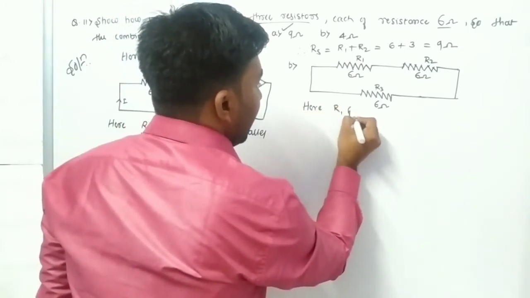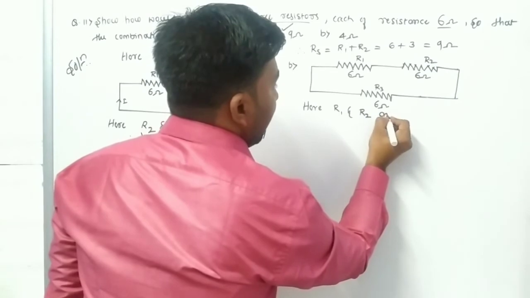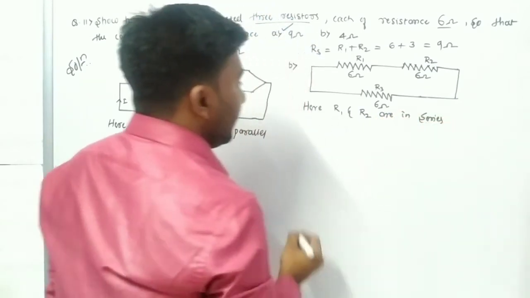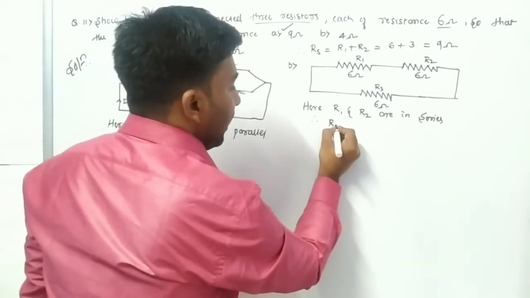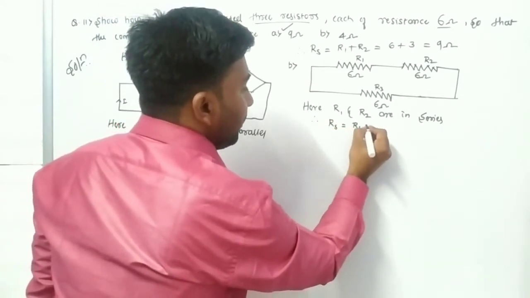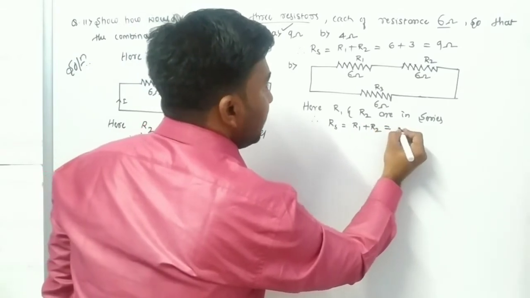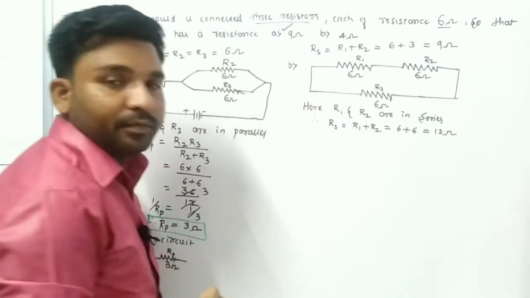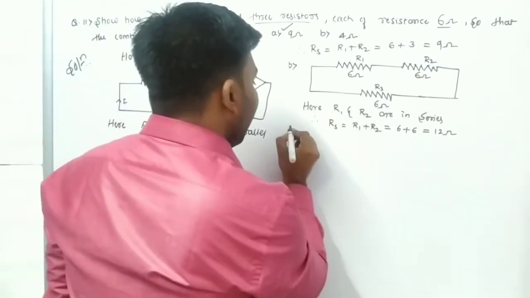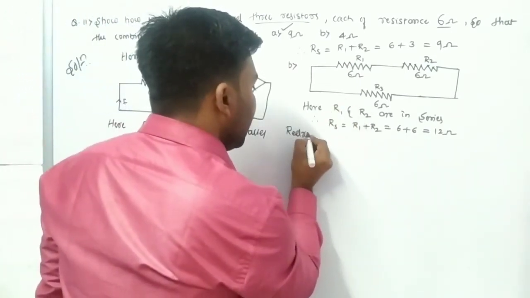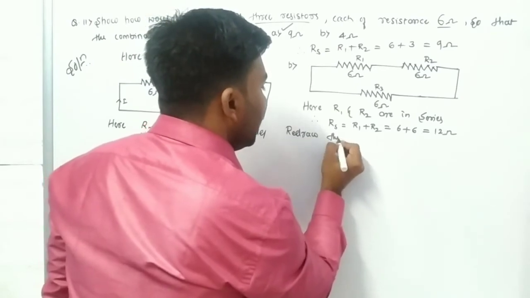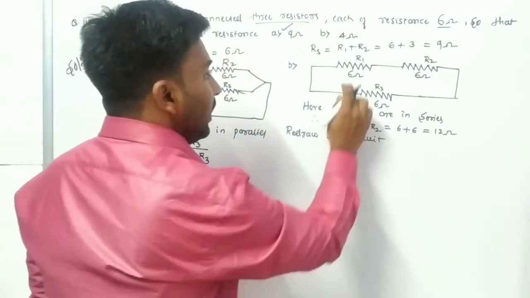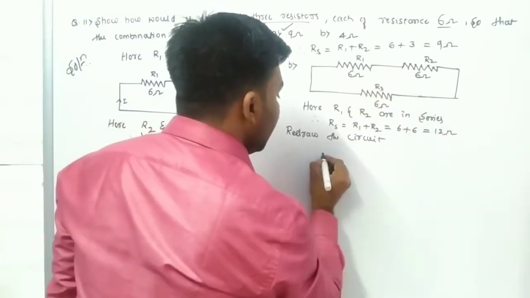Here, R1 and R2 are in series. Therefore, R equivalent is equal to R1 plus R2. This is equal to 6 plus 6 is equal to 12 ohm. Fine. Now, redraw the circuit. So here R1 and R2 equivalent, we got how much?